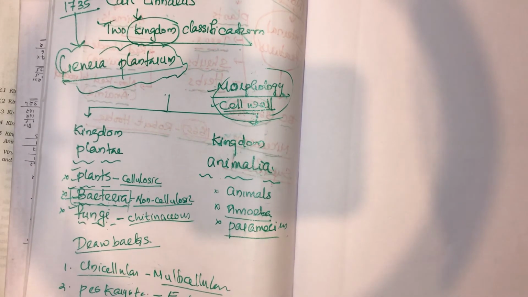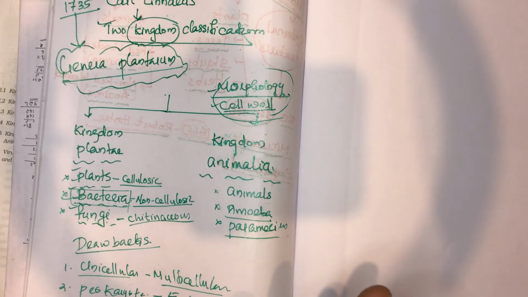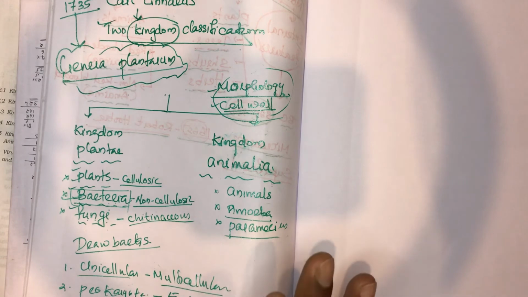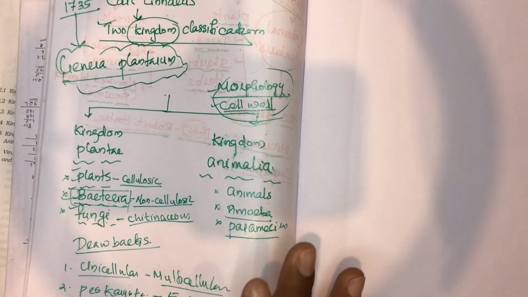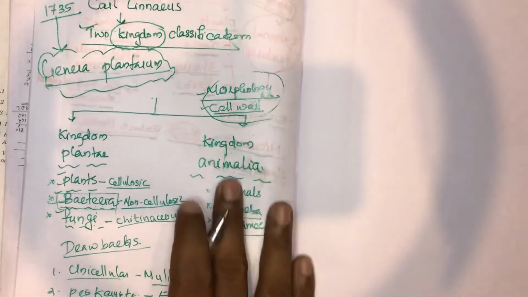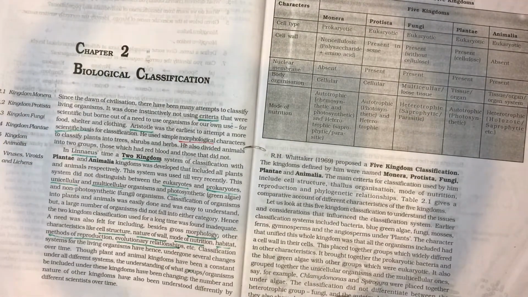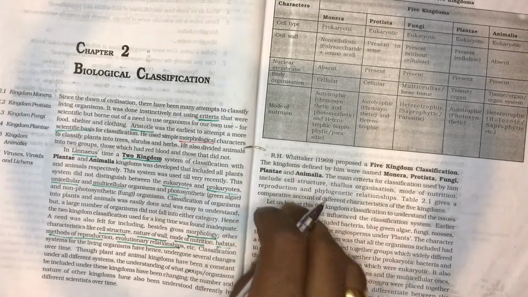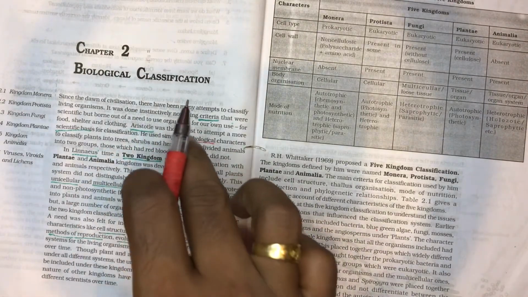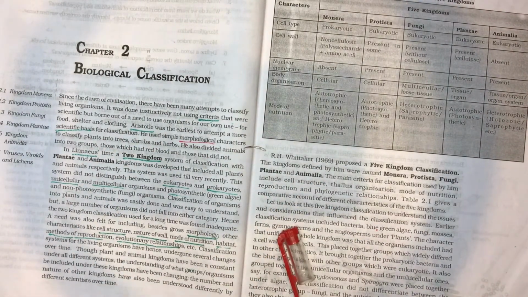Then so many organisms are not included under either of the two kingdoms. These are all drawbacks of two kingdom classification. That is discussed in this paragraph. We can see the importance of a new system of classification.